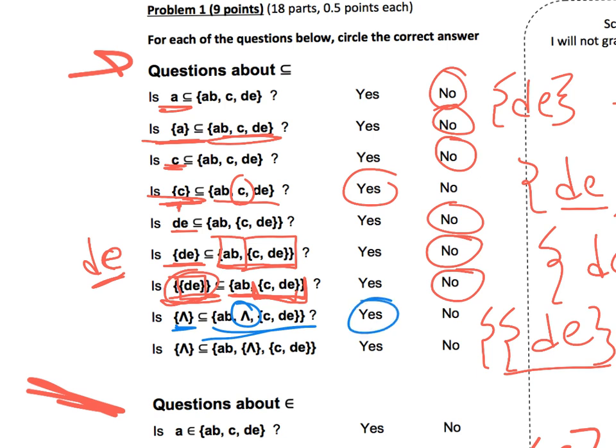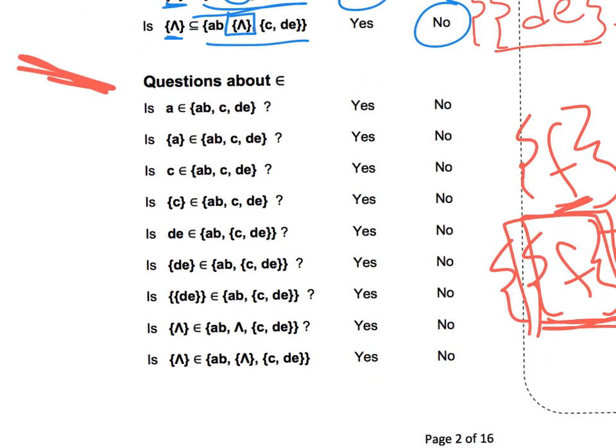And what about here? Can you find the element lambda by itself in this other set? And the answer is no. I can find a set containing lambda, but I can't find lambda itself. All right. Now, the questions at the bottom here were about element, right? Is an element of. Can you find this thing in the set?